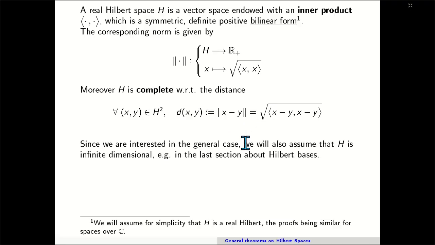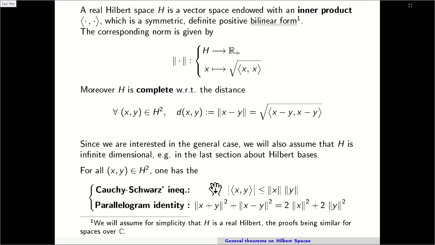Also, since there are proofs that are specific to the finite dimensional case, we will assume that the Hilbert space is infinite dimensional. Let us recall two crucial properties before we start. So the Cauchy-Schwarz inequality: for all x and y, the inner product of x and y is smaller than the product of the norms, and the parallelogram identity.